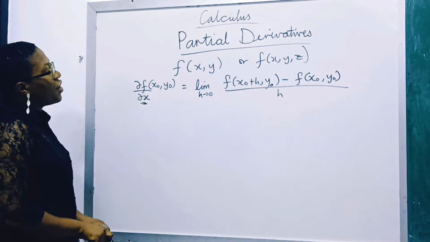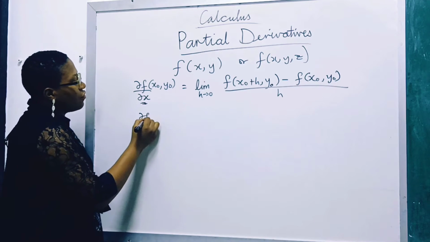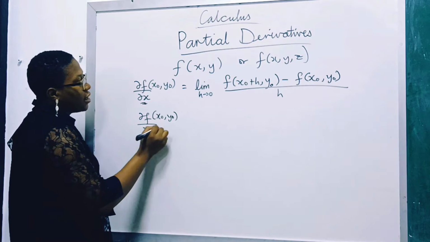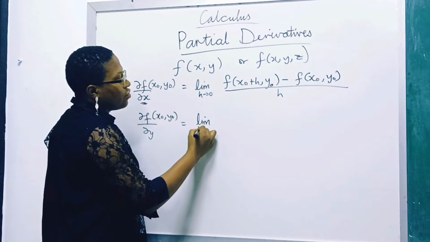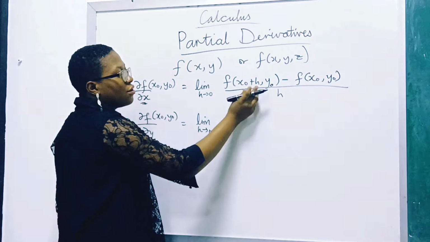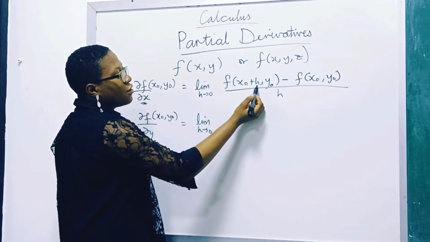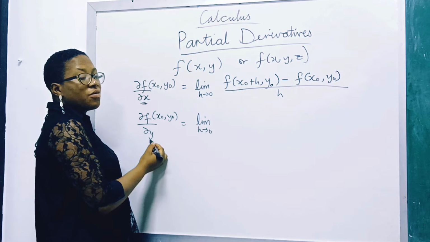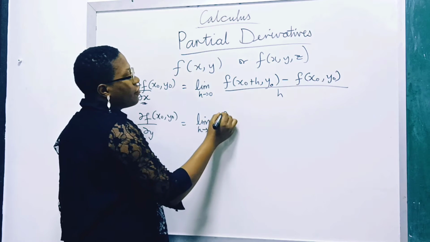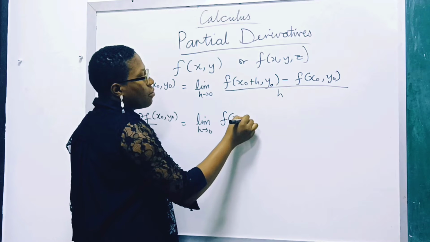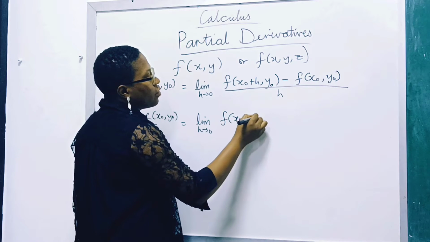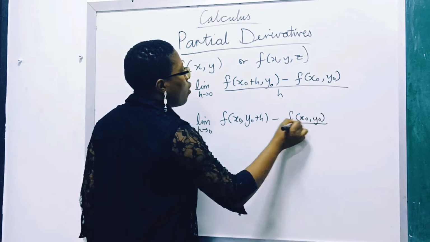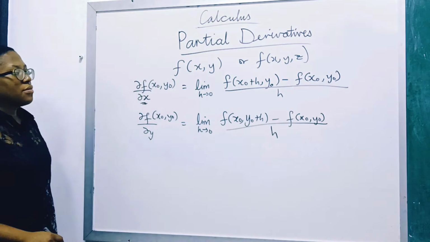If I was to do the partial derivative at x naught, y naught with respect to y, it's similar. I'll take the limit as h goes to 0. Now, instead of the plus h being on the x naught, it's going to be on the y naught because we are differentiating with respect to y. So we have f of x naught, comma, y naught plus h minus f of x naught, y naught, all over h. As simple as that.